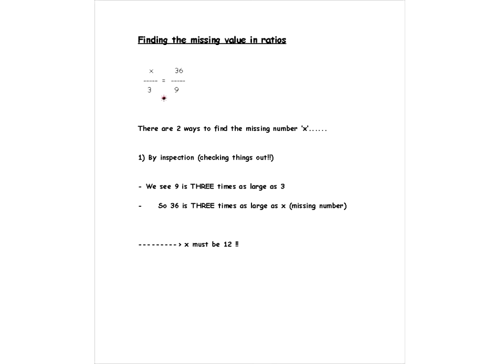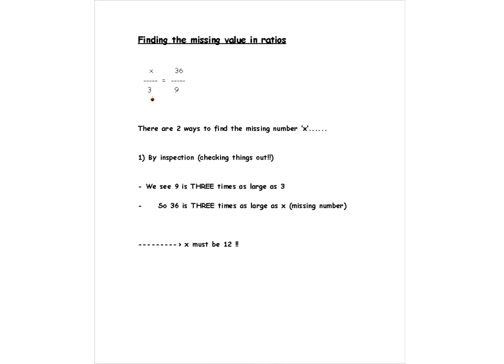So here you can see that 9 is 3 times as large as 3, so 36 has to be 3 times as large as this missing number. So what number times 3 is going to give us 36? Well, that's going to be 12, right? So the missing number is 12.